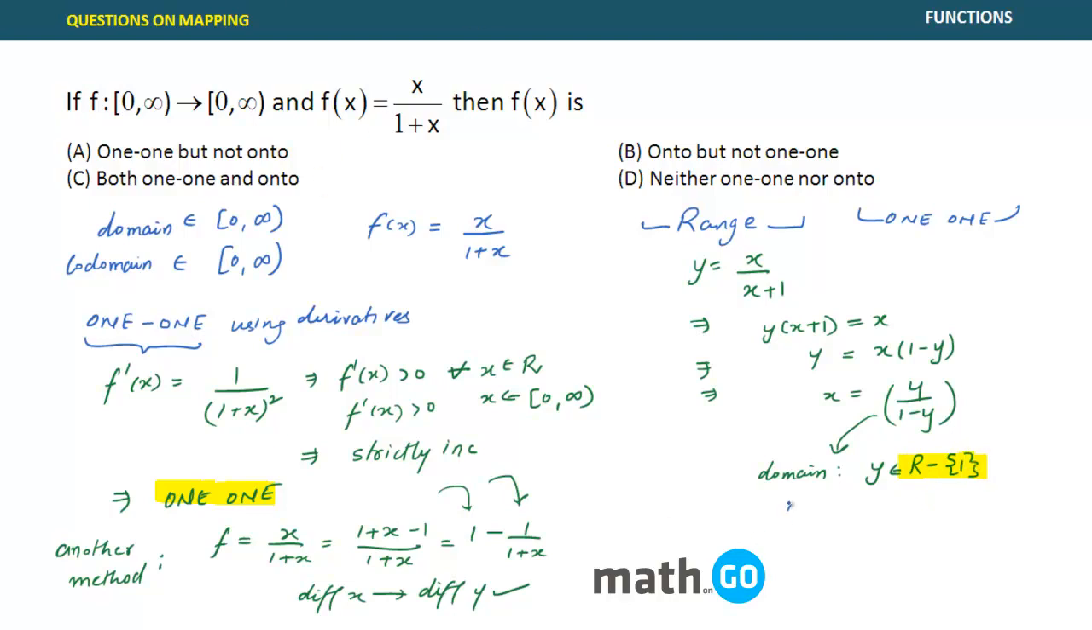So we know that the range, now we have derived the range. The range is R minus {1}. But what is the codomain that is given to you? Now start mapping it. Yes, the codomain is 0 to infinity. The range is R minus {1}, which does not match. So the answer to this particular problem is that the function is 1-1, but it is not onto. So the answer we were looking for is: 1-1, but not onto, right?